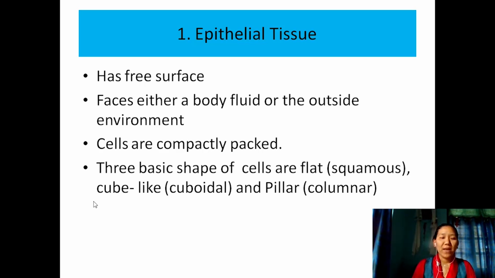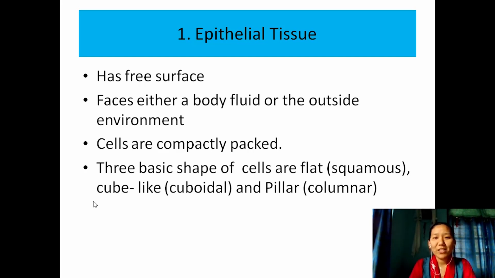The second important point about epithelial tissue is that the cells are compactly packed with very little intercellular space containing the matrix. So very little intercellular matrix. These are the two important points regarding epithelial tissue.